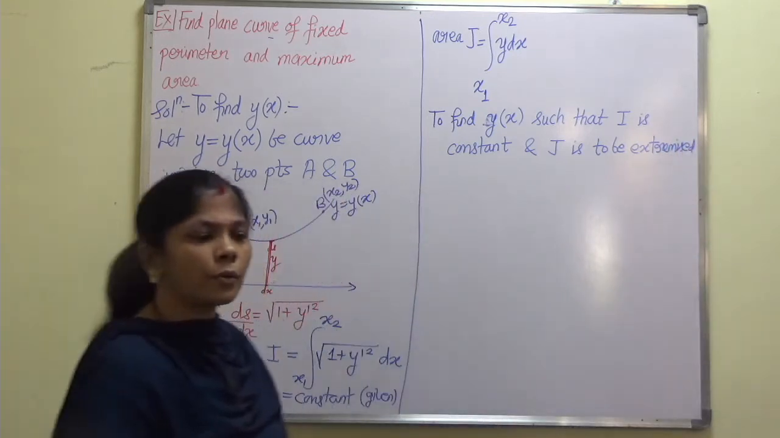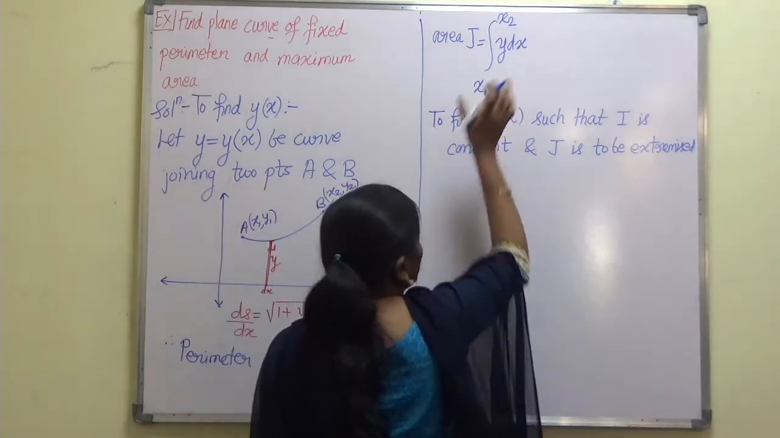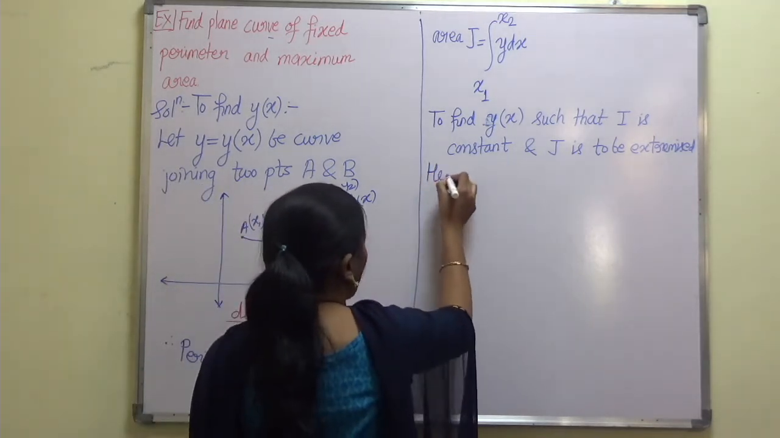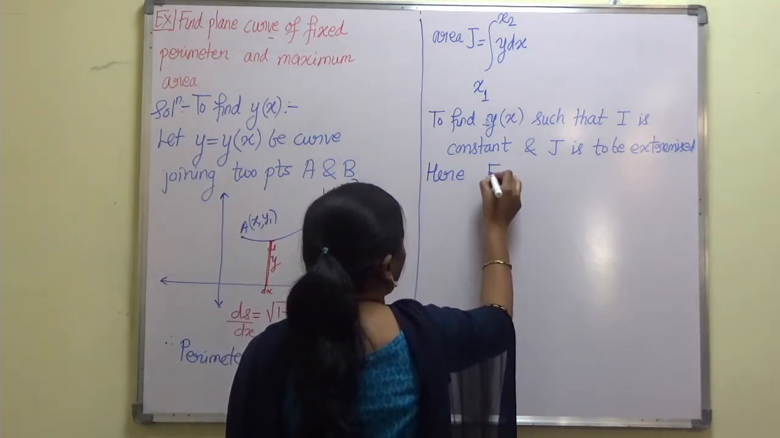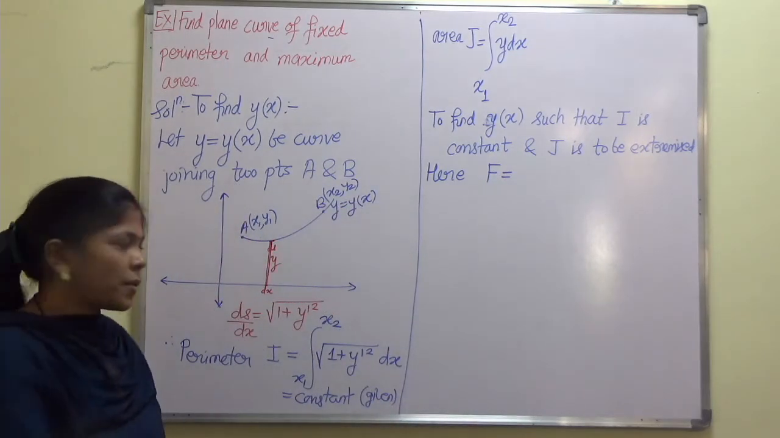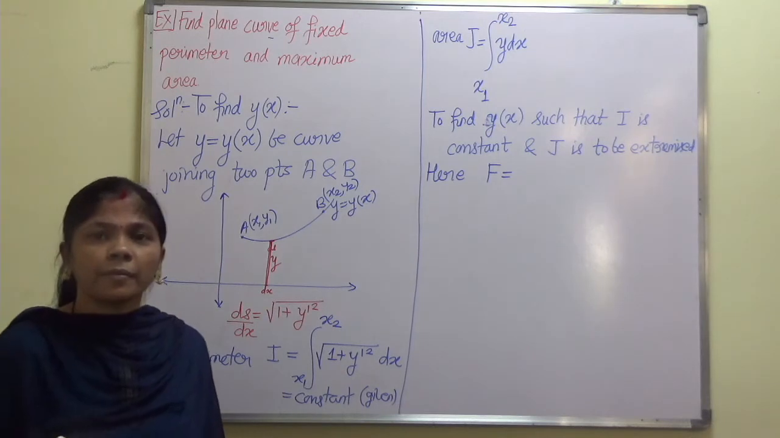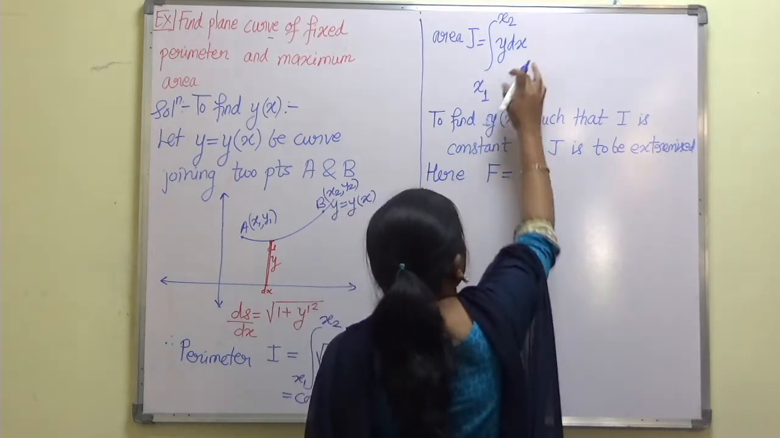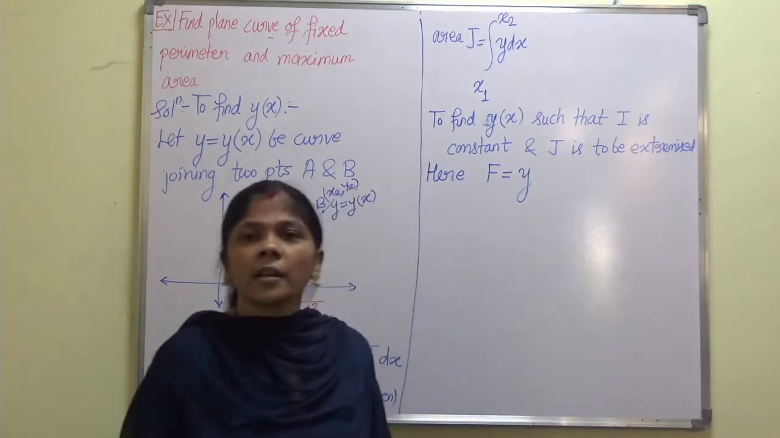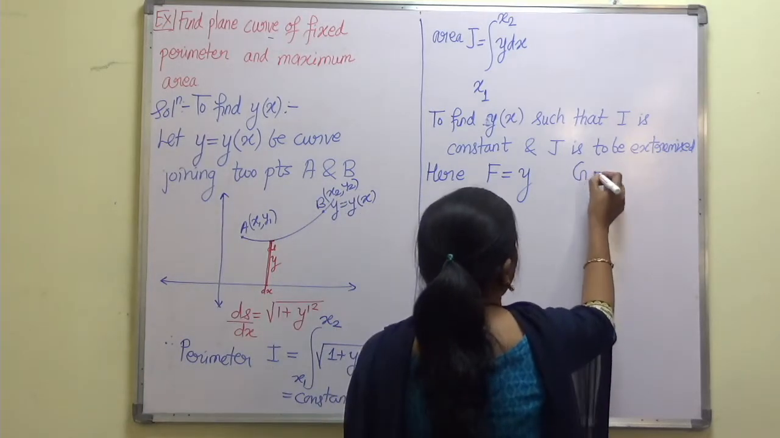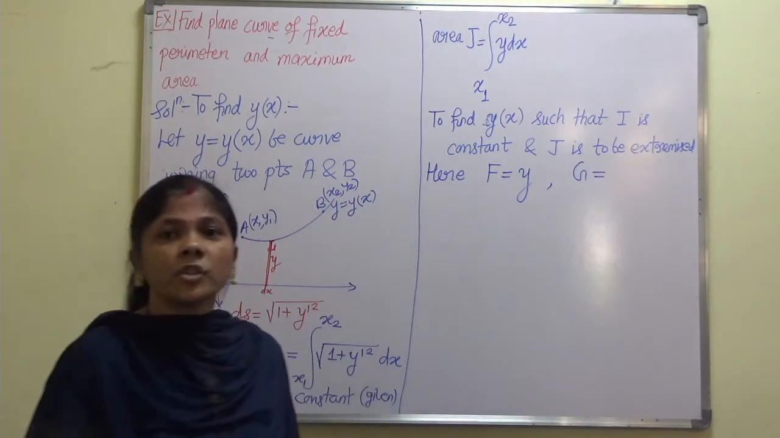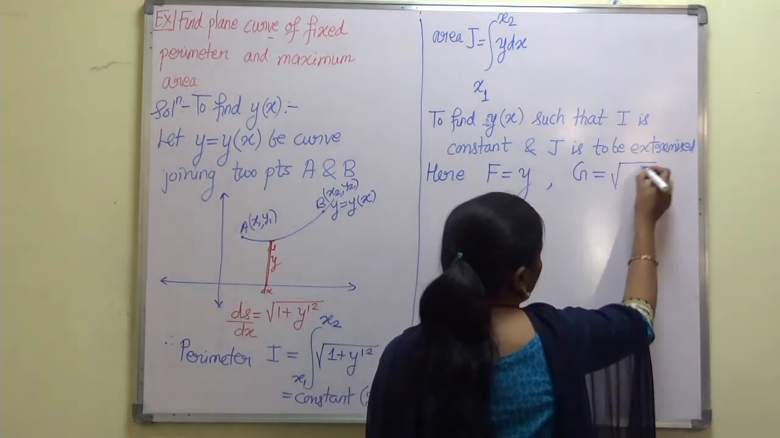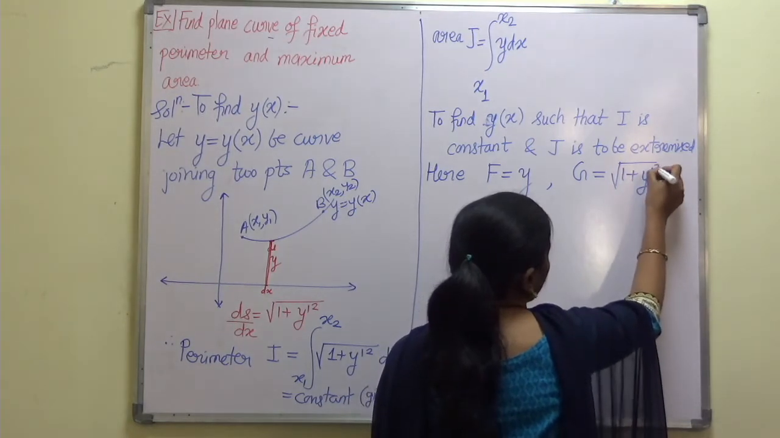Okay, so we have the two functionals, out of which one needs to be extremized and the other has a constant value. Now from this let us identify capital F and G. Capital F is the integrand of the functional which is to be extremized. What is its integrand? Its integrand is y. Then G is the integrand of the functional which has a constant value. Its integrand is under root of 1 plus y dash square.